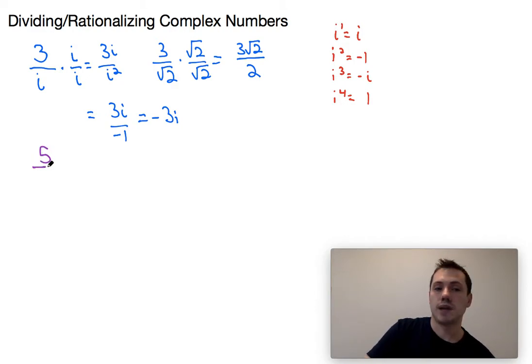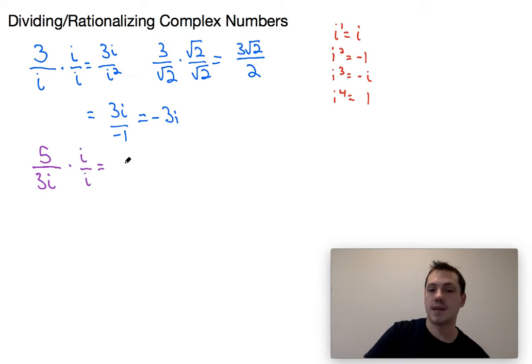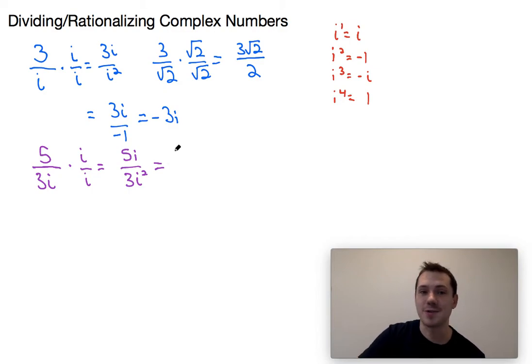Another example might be if we have something like 5 over 3I. Again, we have a single term in the denominator, so we're going to multiply both the top and the bottom here by I, and we're going to end up with 5I over 3I squared. Recall that I squared is just equal to negative 1, so this is 5I over 3 times negative 1, 5I over negative 3, or just negative 5I over 3.